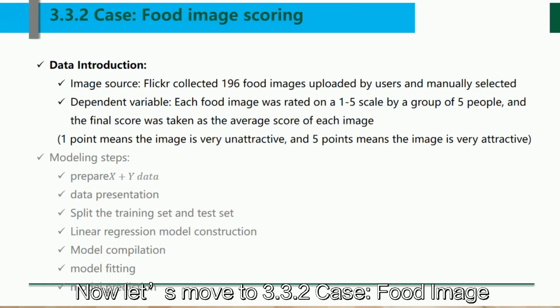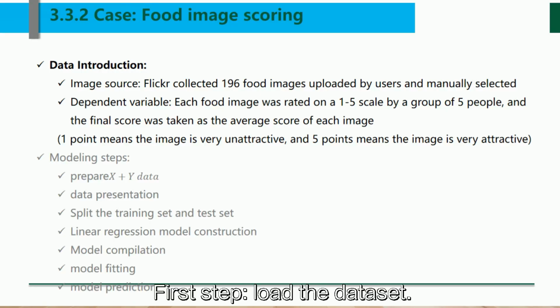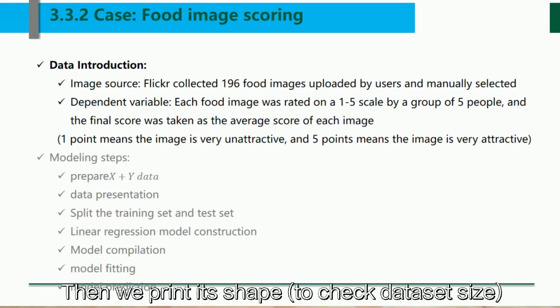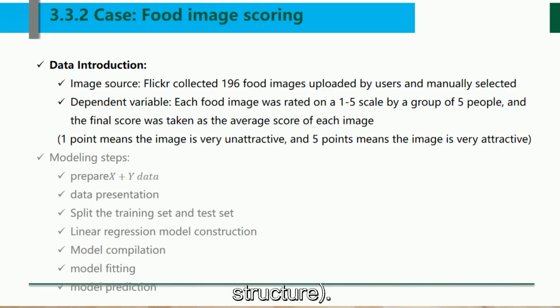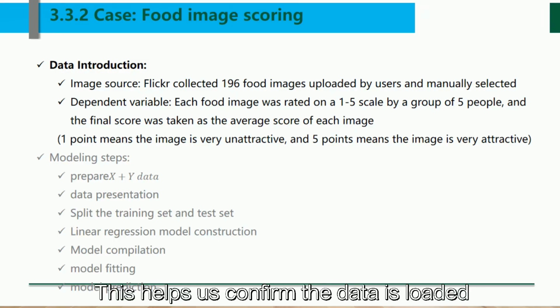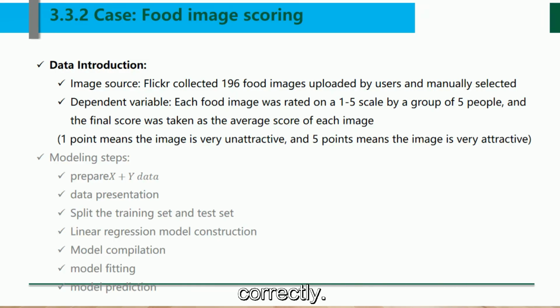Now, let's move to 3.3.2 case, food image scoring. First step, load the dataset. We use pandas to read food score CSV into master file. Then we print its shape to check dataset size and show the first 5 rows to peek at the data structure. This helps us confirm the data is loaded correctly.